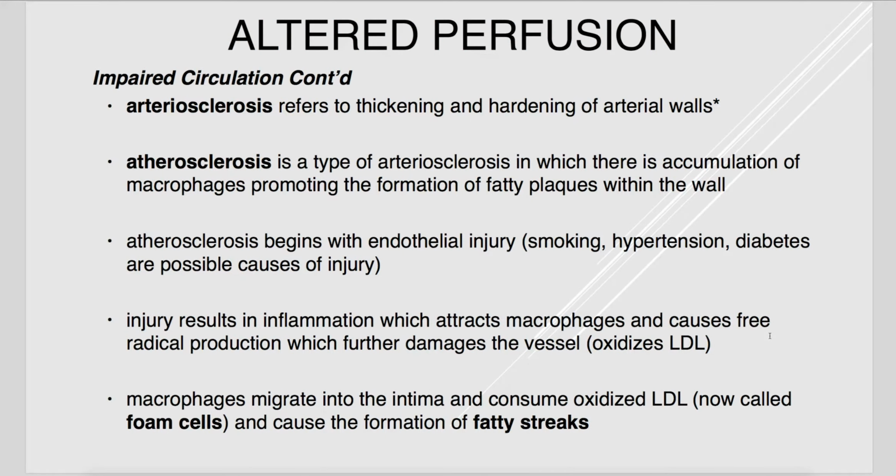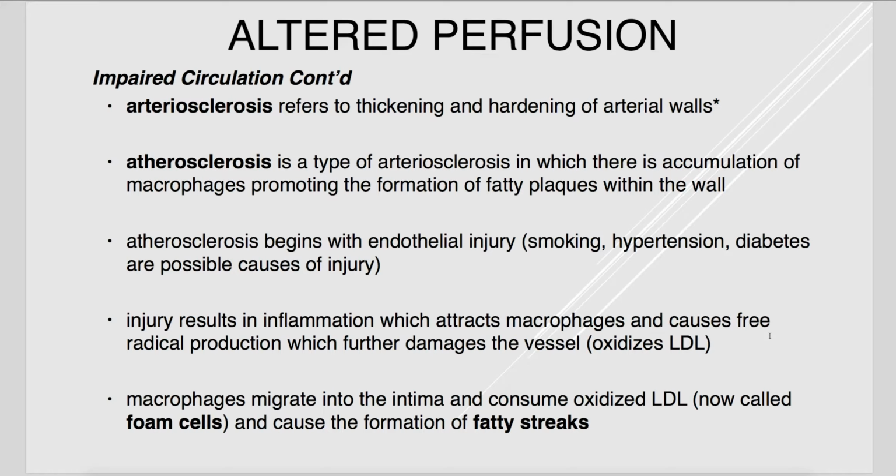Arteriosclerosis, this is the thickening and hardening of arterial walls. And atherosclerosis, I like to think of this as advanced stage arteriosclerosis. So this is more significant. And this is where you have an inflammatory response occurring in the blood vessel wall. And you get the formation of these plaques within the wall of the blood vessel.